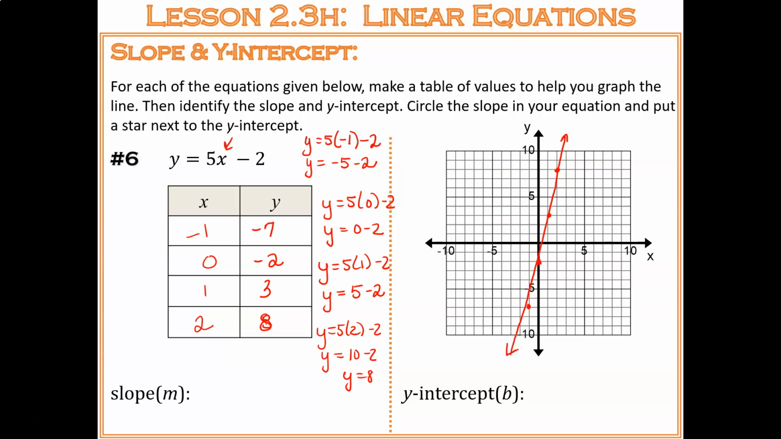There's your line. So my slope is my m, which is right here, so it's 5. My y-intercept is my b. Make sure you keep the sign because this is my starting point right here at -2. So that's my y-intercept.